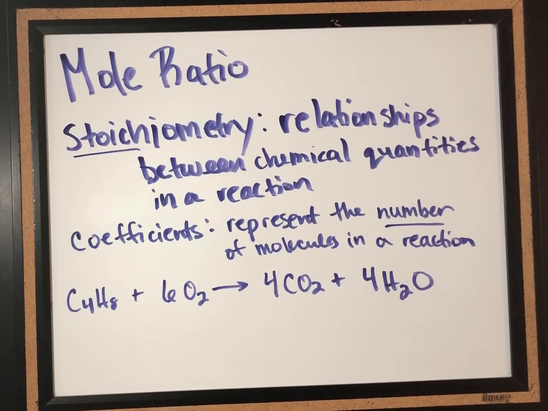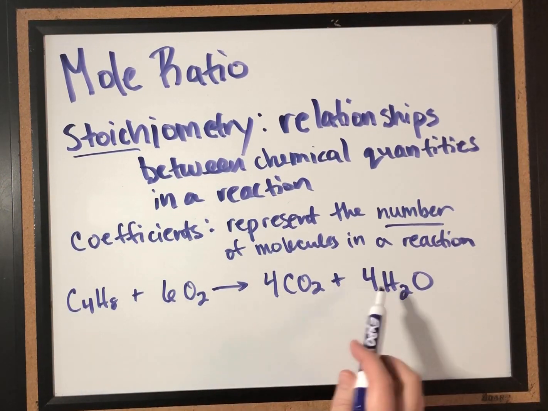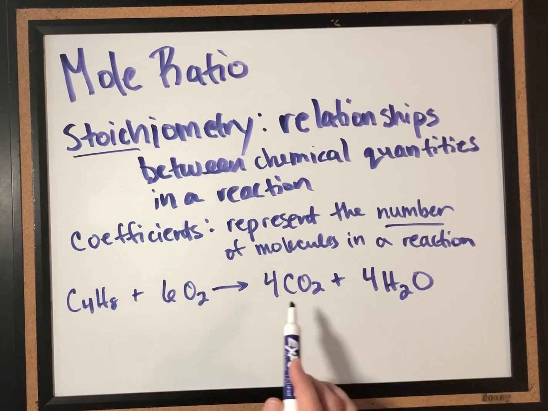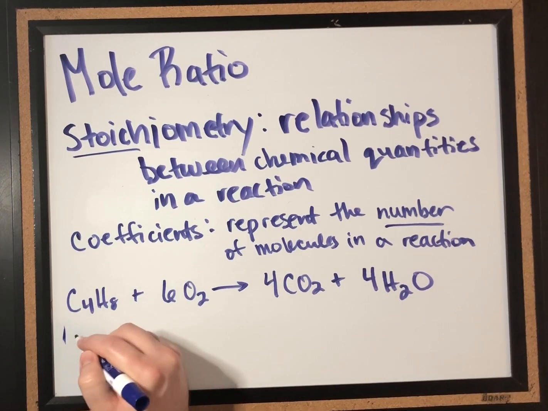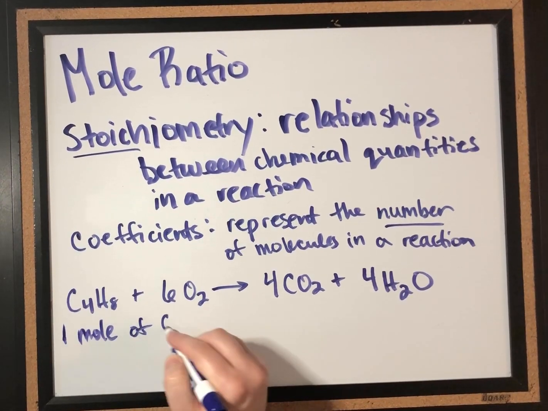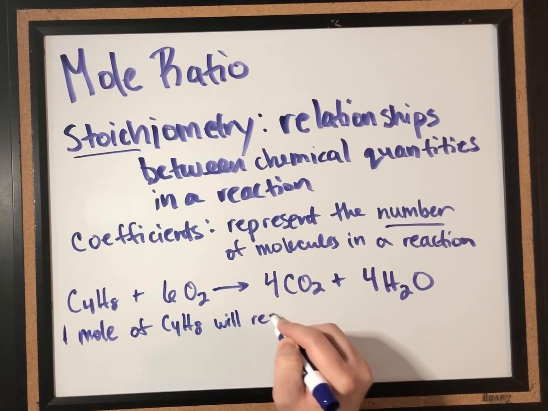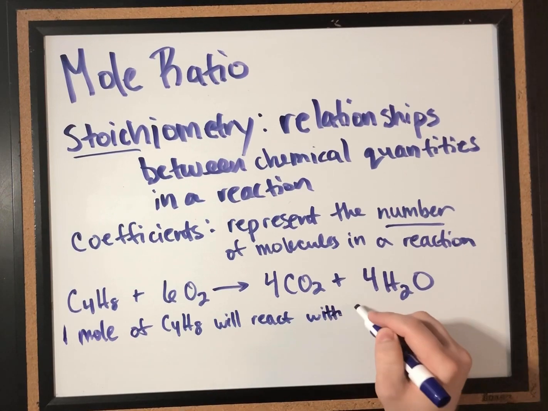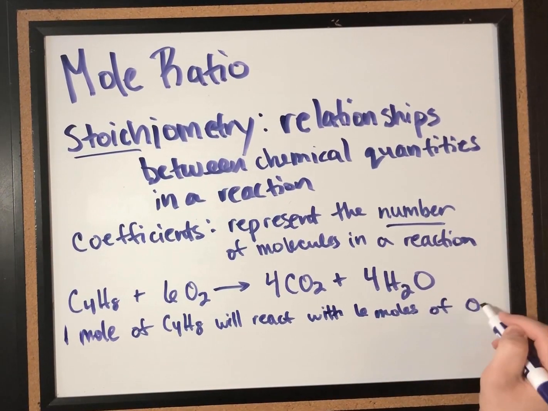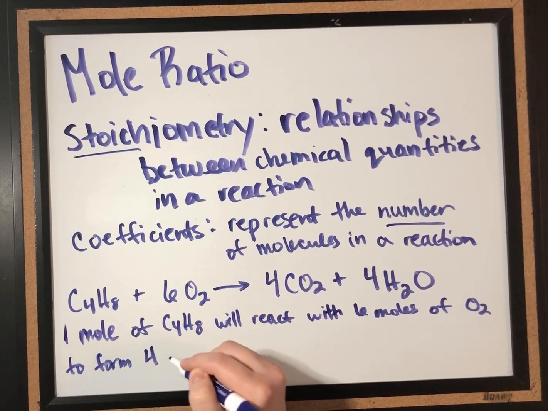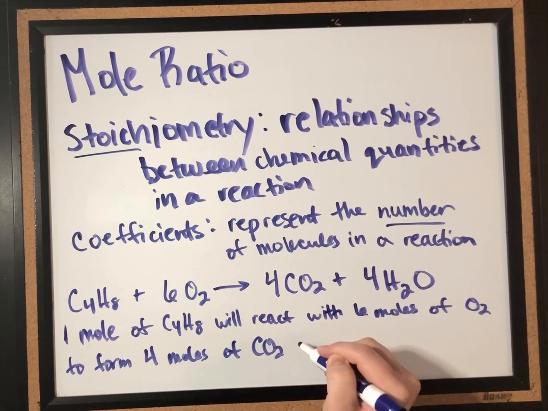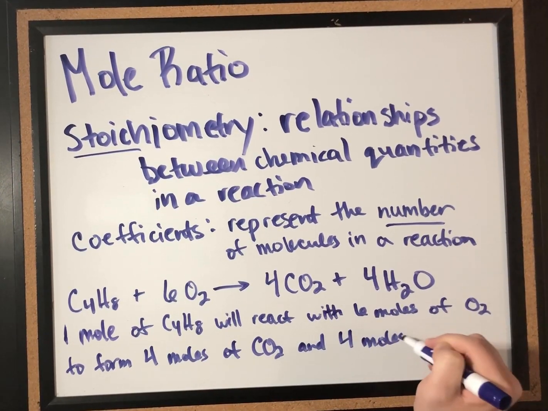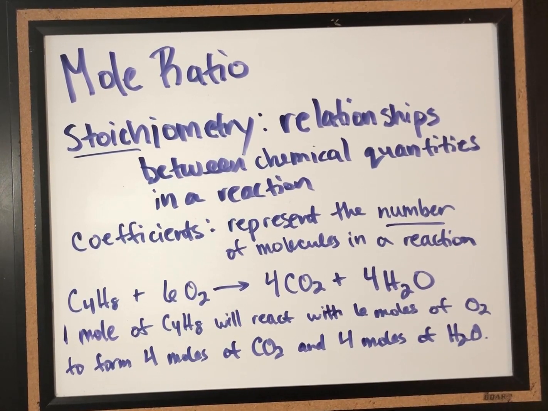What is another number or idea that represents how many something is? The mole. The mole represents that. So I can rewrite this equation identifying the coefficients as how many moles there are. So I can say that 1 mole of C4H8 will react with 6 moles of O2 to form 4 moles of CO2 and 4 moles of H2O. So this is the first step in understanding the mole ratio, which we're going to get to in just a moment.